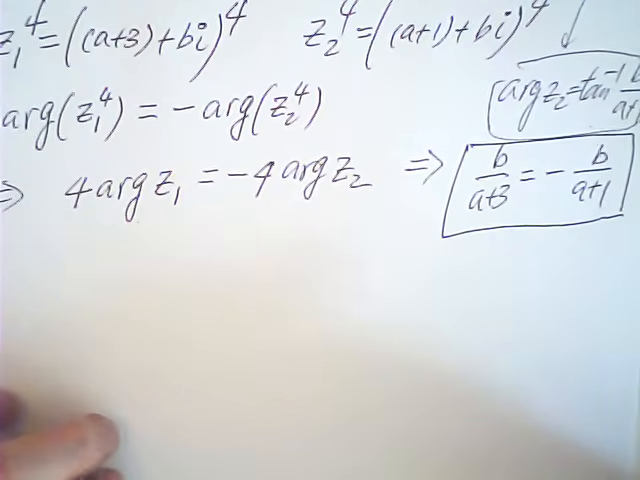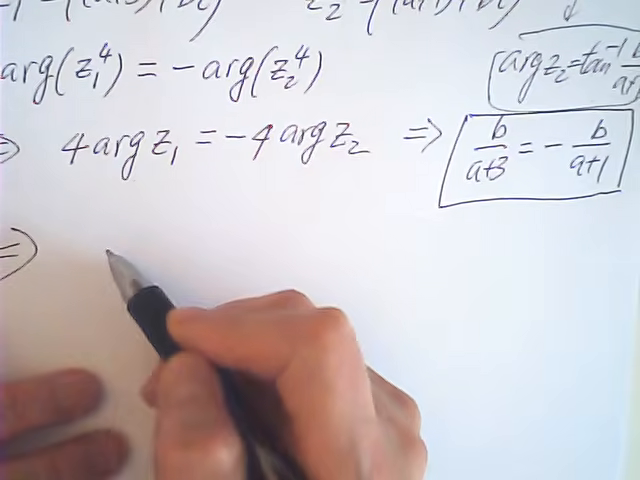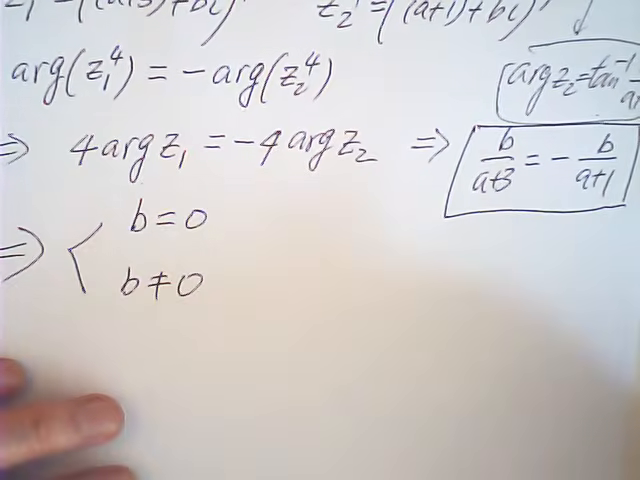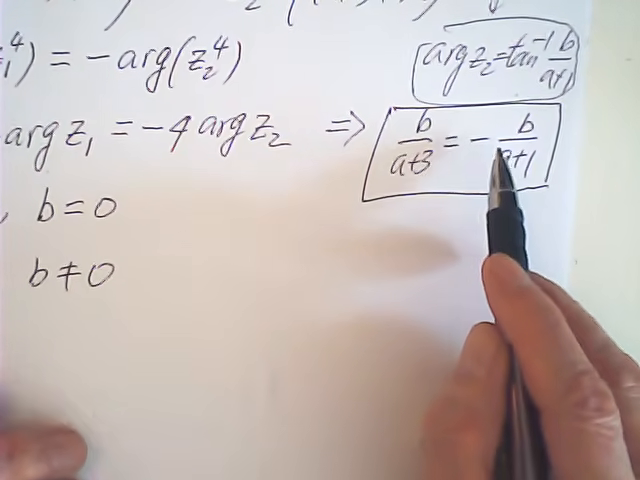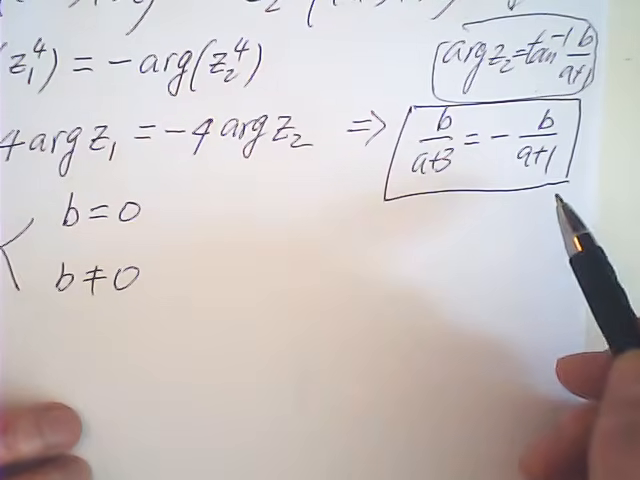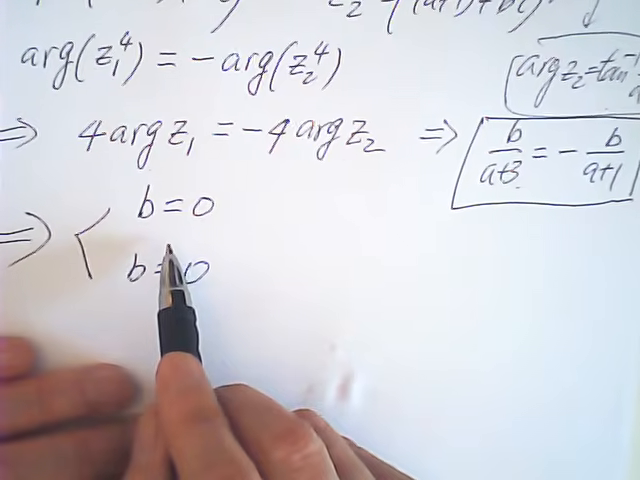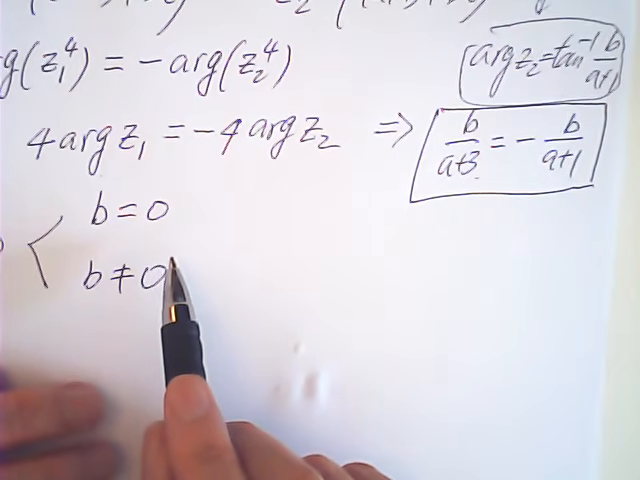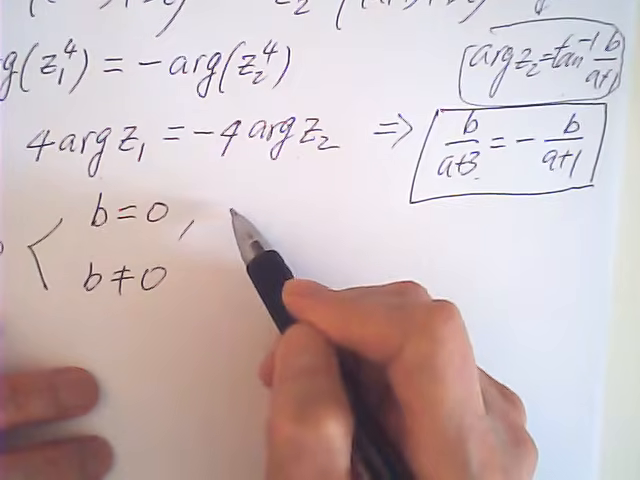This is a key step. So this has two possibilities: b equal to 0 or b not equal to 0. b could be 0, and b could be not 0. Therefore, you have different cases to discuss. If b equals 0, then a must be something, right?